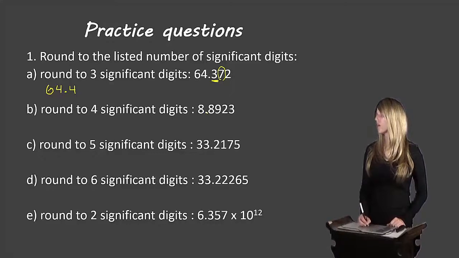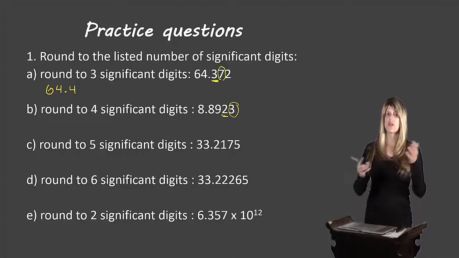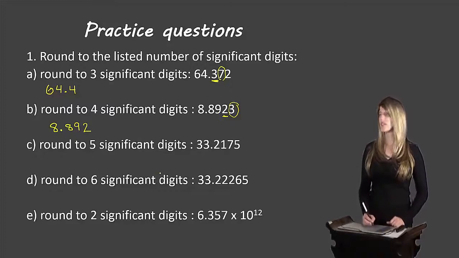The next one wants us to round to 4 significant digits. So let's count 1, 2, 3, 4. So the 2 is our rounding digit. We look next door and there's a 3. 3 is in the category of 1 through 4, so we round down. So we'll end up with 8.892.